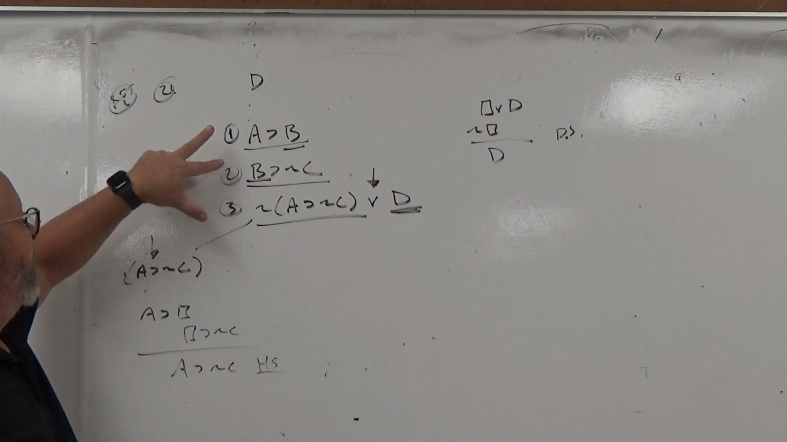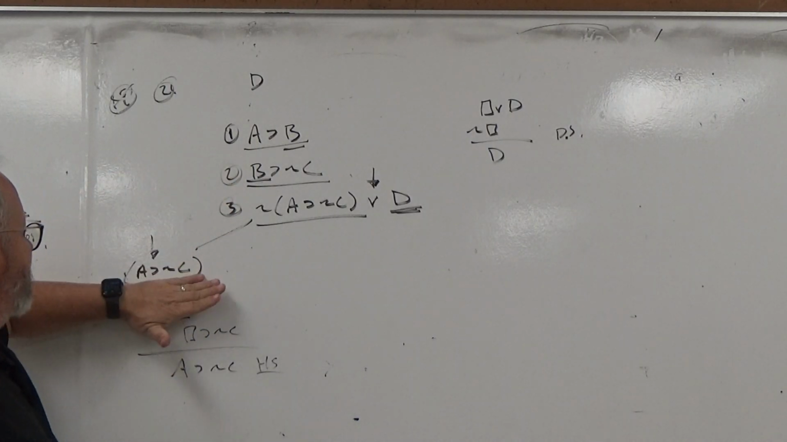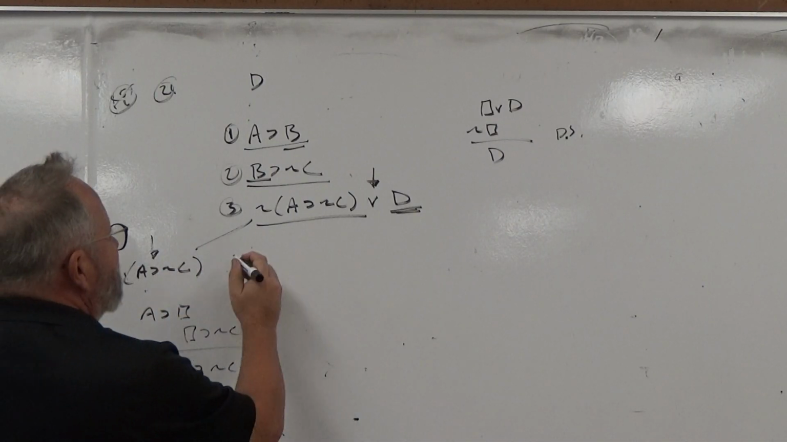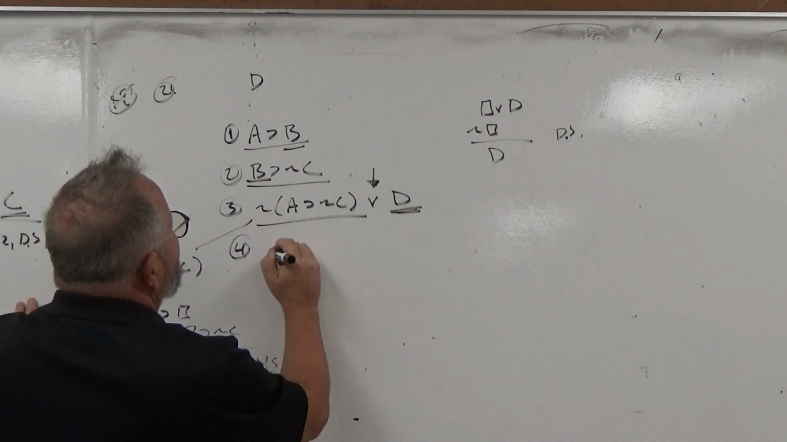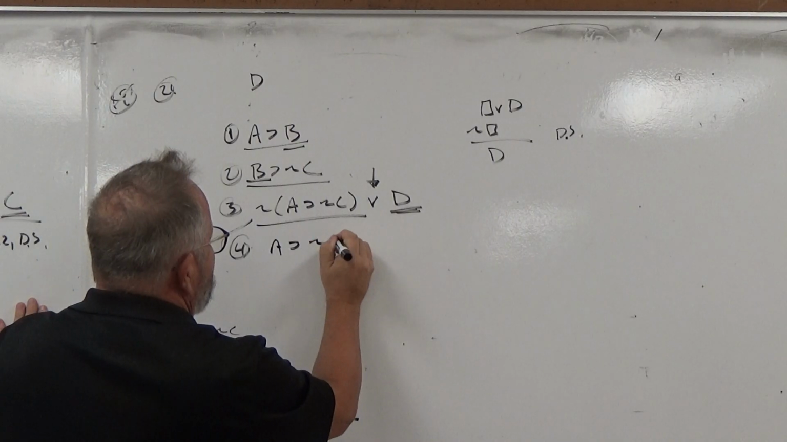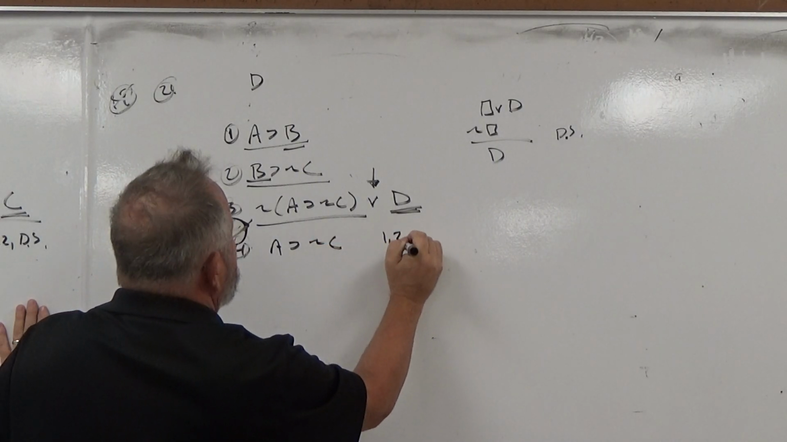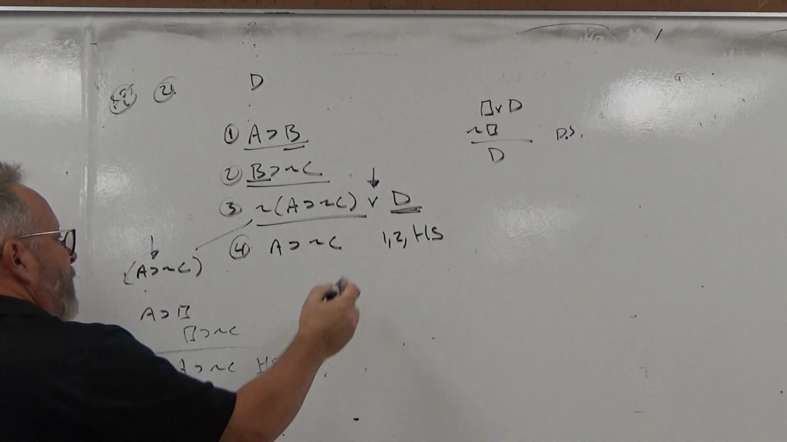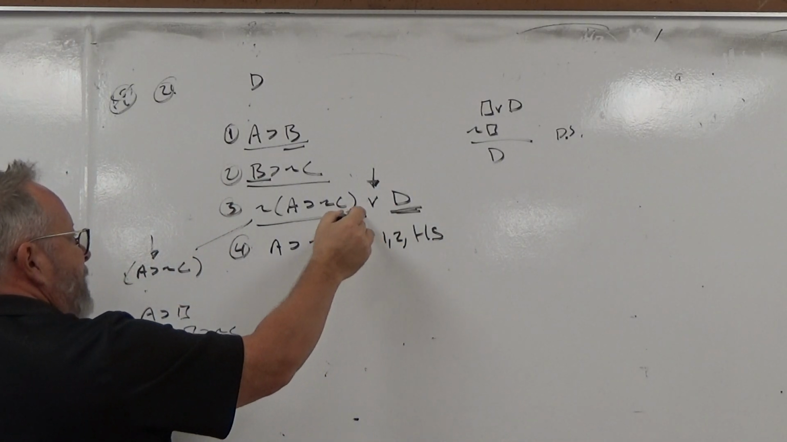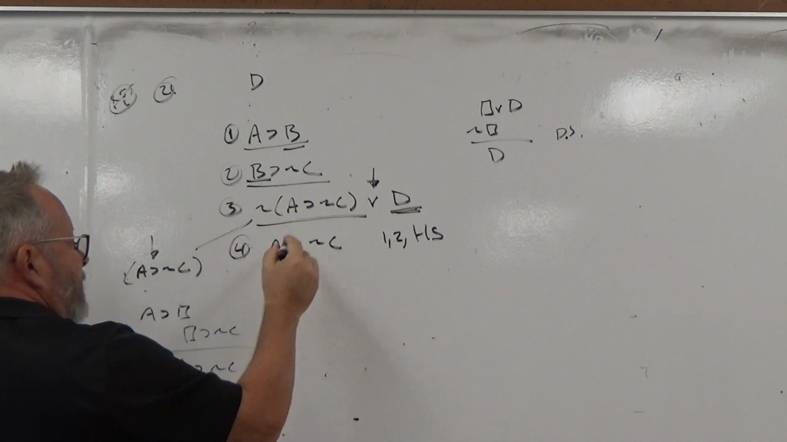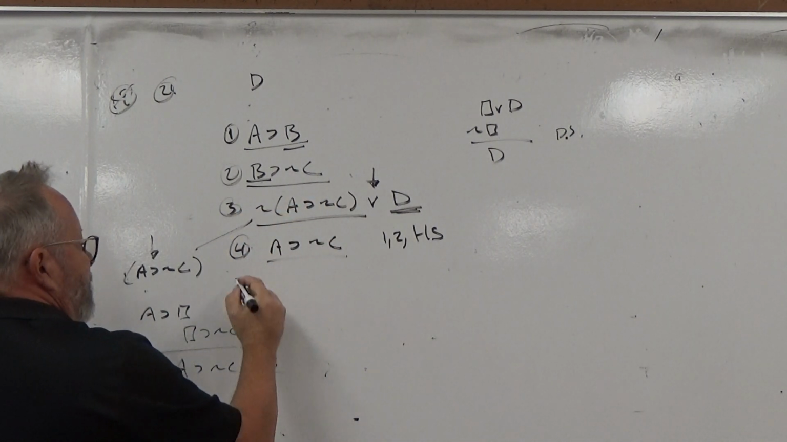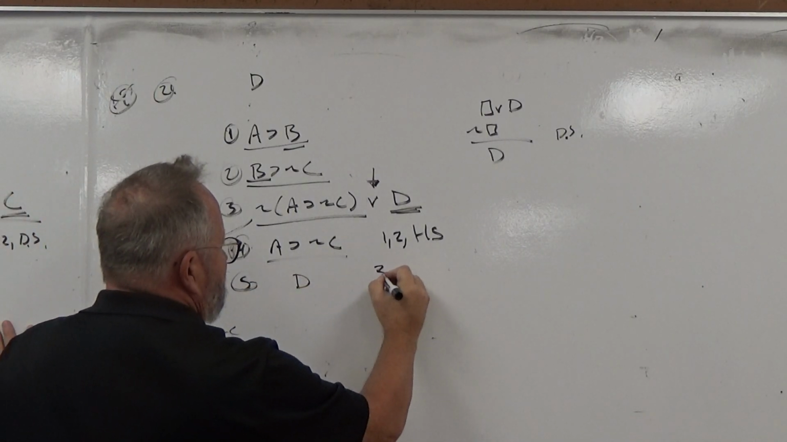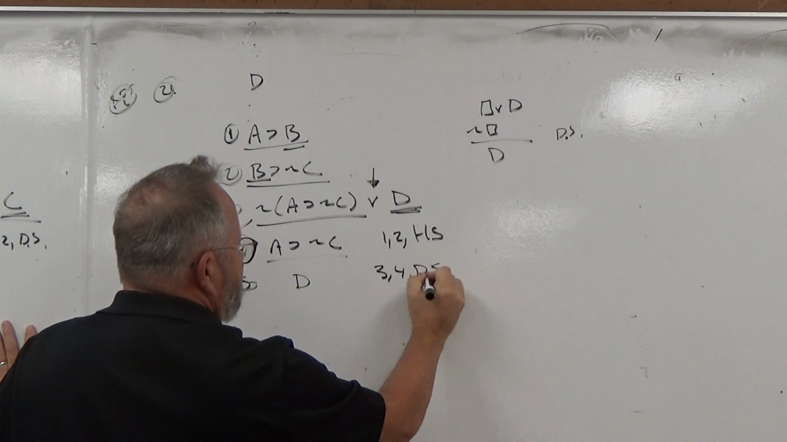So what's that tell me? I can use a hypothetical syllogism on 1 and 2 to get this conditional that I need. So 1 and 2 get me A then not C. 1 and 2, that's hypothetical syllogism. Now, remember, I'm after the D, so I need the opposite of this, which is that. And so I can say D from 3 and 4, disjunctive syllogism.